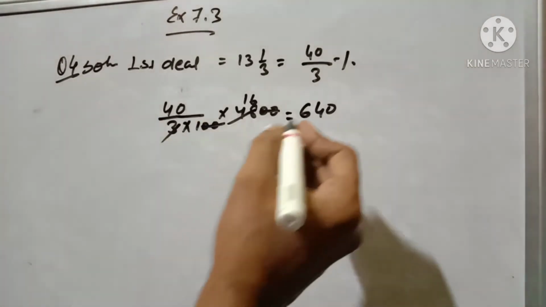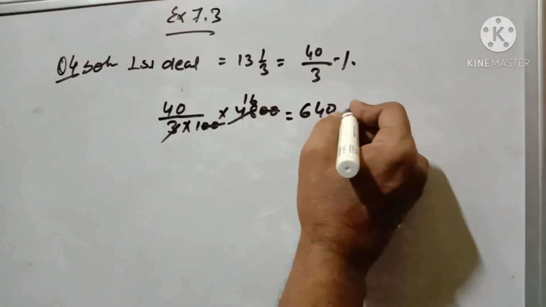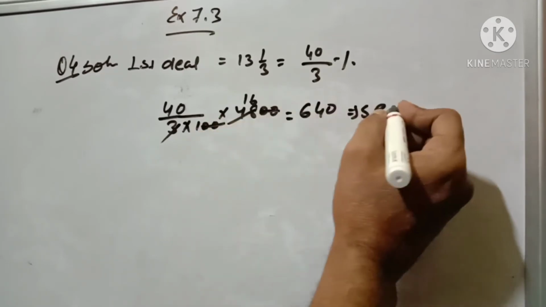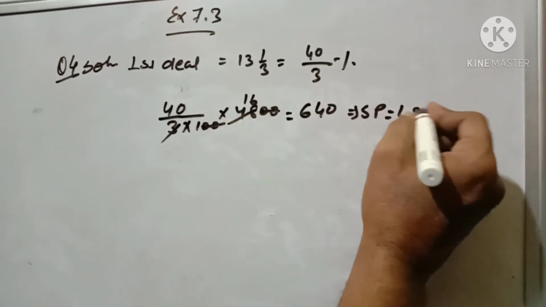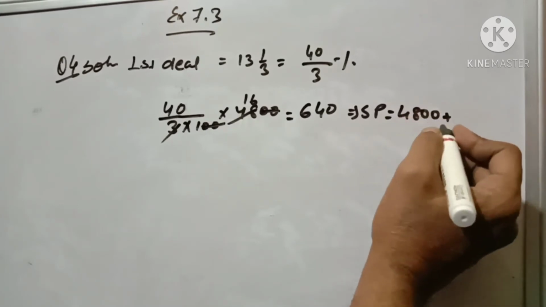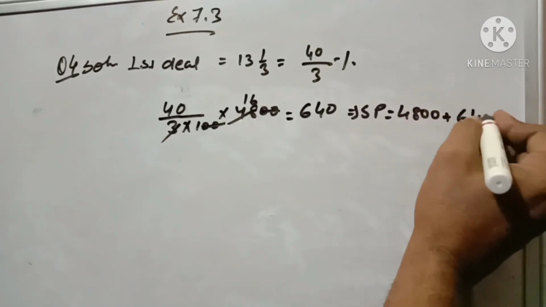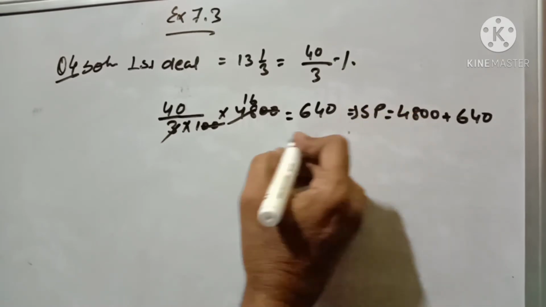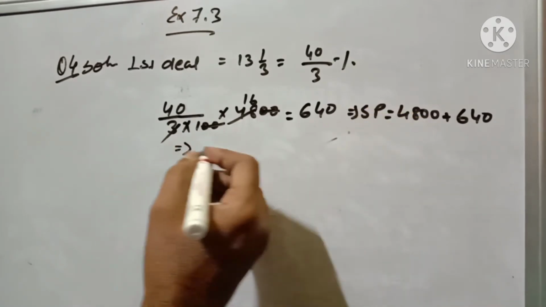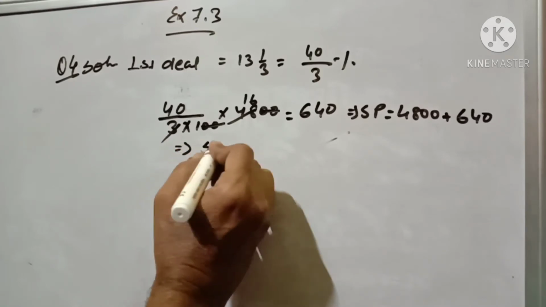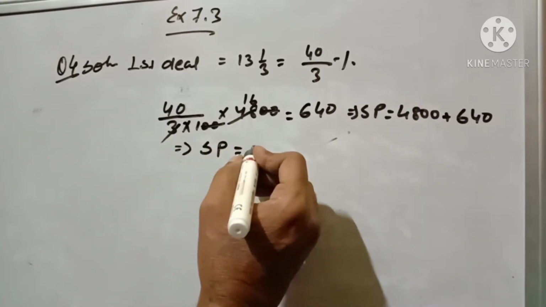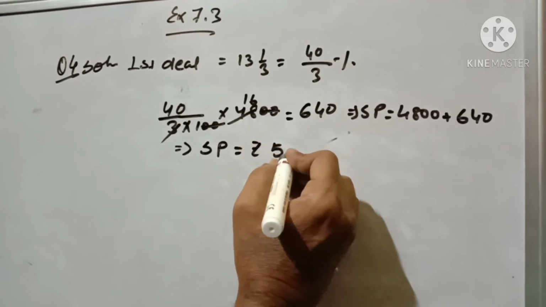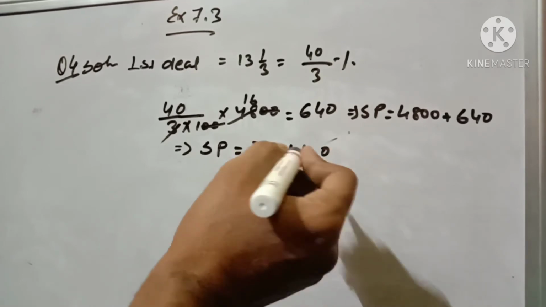So in the first deal it is a gain, therefore SP will be your CP, 4,800, plus 640. SP is equal to rupees 5,440. This is our first deal.